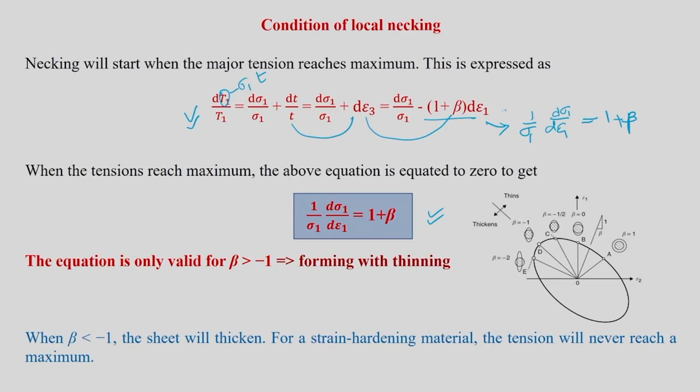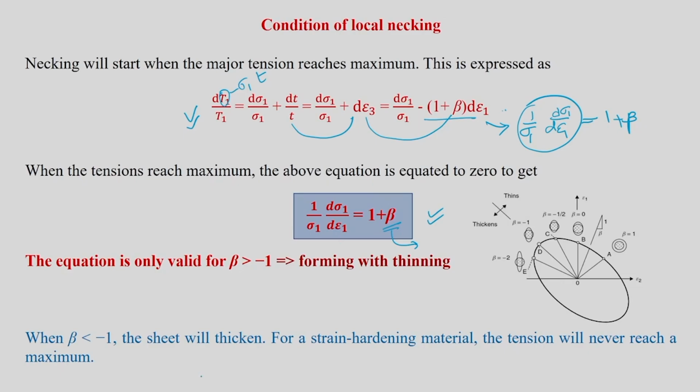Okay, consider a condition where we also get this type of equation, and on the left hand side we call it the normalized strain hardening parameter. 1 by sigma 1 d sigma 1 by d epsilon 1 is equal to 1 plus beta. Here, as usual, beta is nothing but your strain ratio. Depending on beta values one can get this condition, and you will see that this equation is valid.